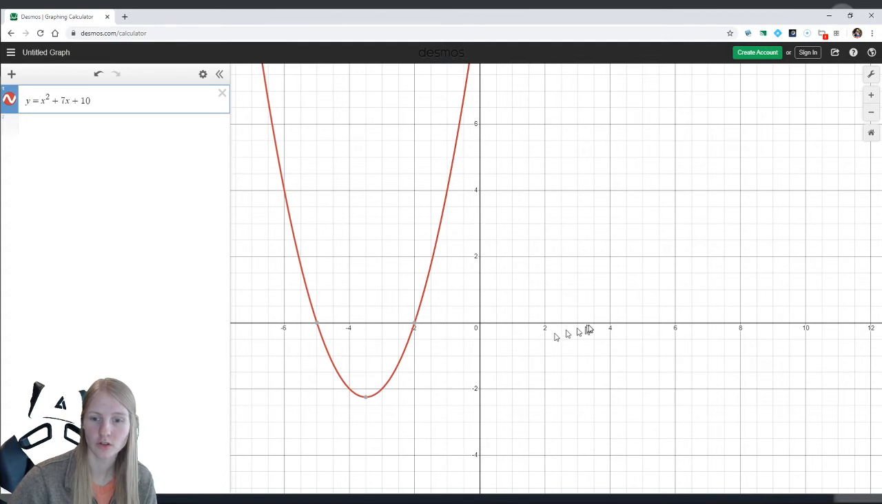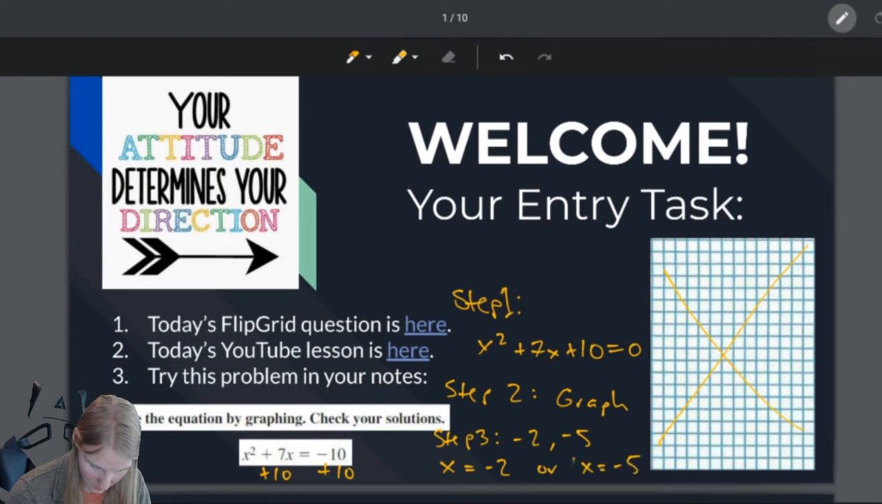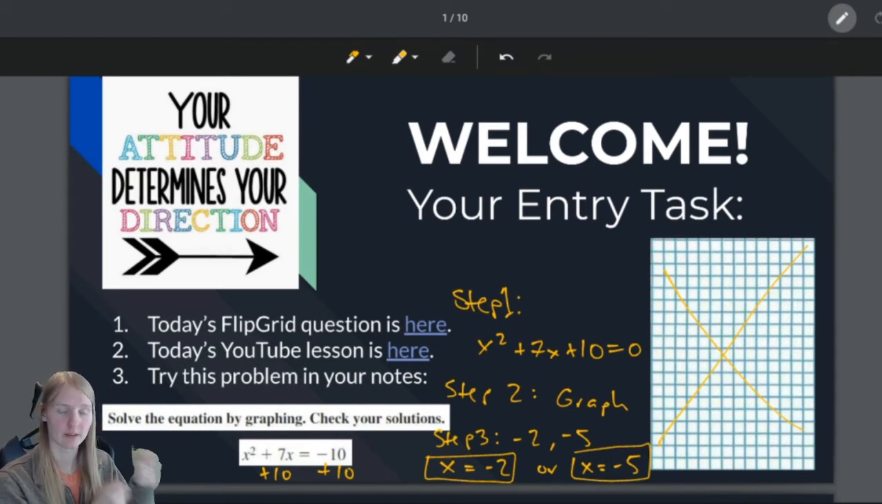The solutions are wherever this graph crosses the x-axis. So we have -2 and -5. So step 3 is -2, -5. So x equals -2 or x equals -5. Remember, we have the optional step 4 of checking. I'm going to leave that as an exercise to you. Check it. Make sure that we were right. Pause the video and check it.